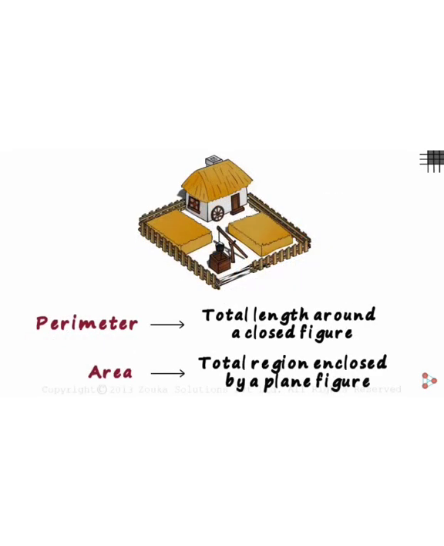So we can define perimeter as the sum of the lengths of all sides of a plane figure, or the length of its boundary is called the perimeter of the figure. Or we can say the perimeter is the length of the outer edges of a closed shape. We can find the perimeter of a closed figure by adding the lengths of its outer edges or all sides. And the area of a closed shape is the amount of space or surface it encloses.